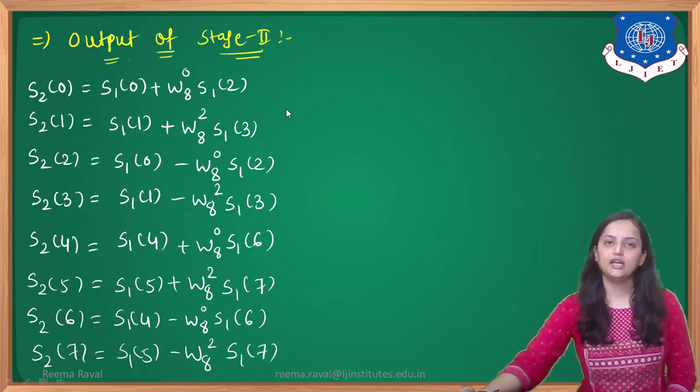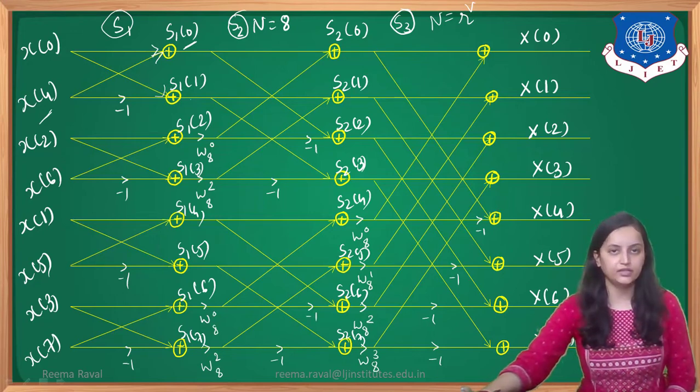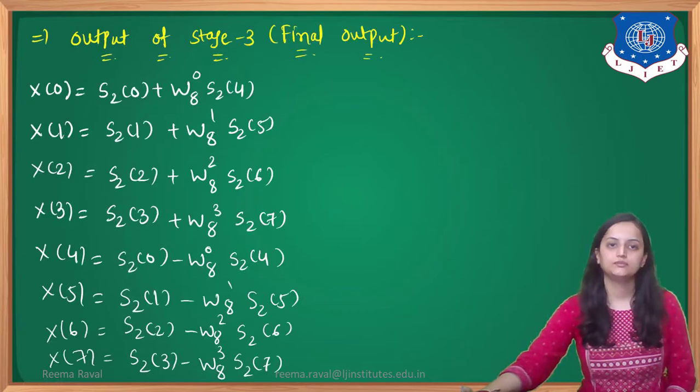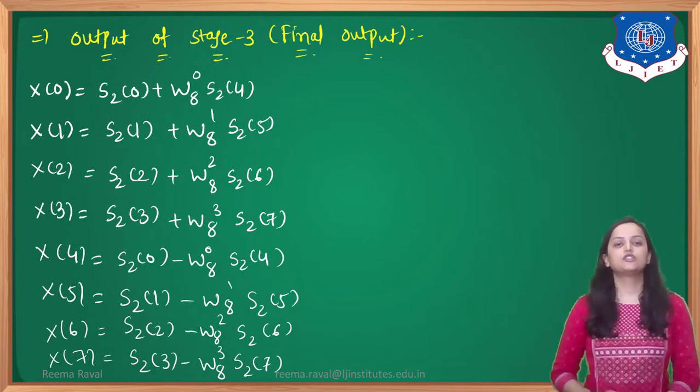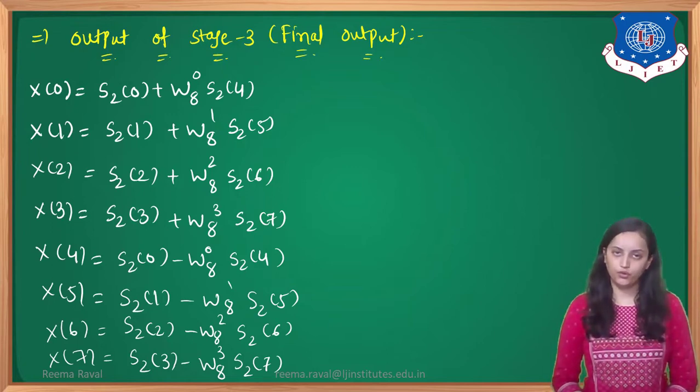In the same way, we calculate the output of stage 3, which depends on this. The output of stage 3 is the final output x of 0 to x of 7, where the input to x of 0 is S2 of 0 and the second input is from S2 of 4. So we can say that x of 0 equals S2 of 0 plus S2 of 4. Likewise, we will calculate all the outputs for stage 3. So the output of stage 3 is given as x of 0 equals S2 of 0 plus W80 S2 of 4.